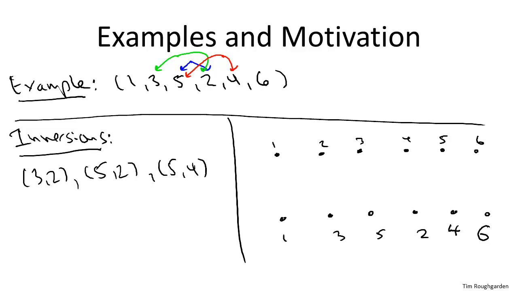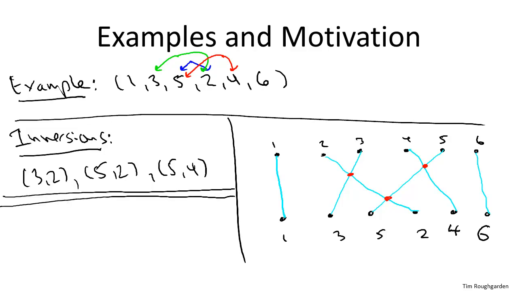And then we can connect the dots, meaning we connect 1 to 1, we connect 2 to 2, and so on. It turns out, and I'll leave it for you to think this through, that the number of crossing pairs of line segments precisely corresponds to the number of inversions. So we see that there are 1, 2, 3 crossing line segments, and these are exactly in correspondence with the 3 inversions we found earlier: 5 and 2, 3 and 2, and 5 and 4.